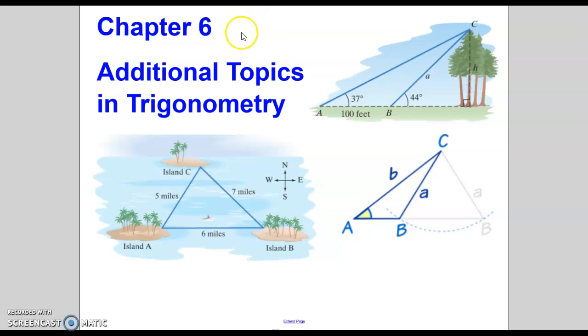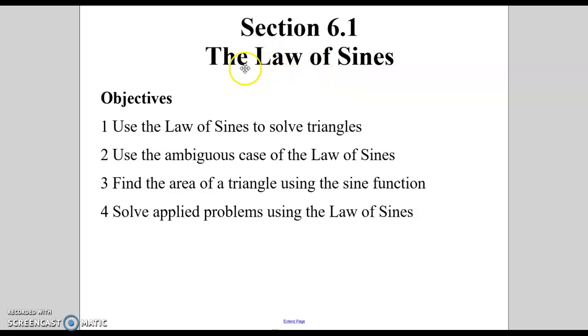Hello and welcome back. We're going to continue today talking about section 6.1, the law of sines. Yesterday we looked at what the law of sines was. We didn't do this one, but we looked at finding the area using the sine, and we solved applied problems. Today we're just going to focus on what is called the ambiguous case of the law of sines.